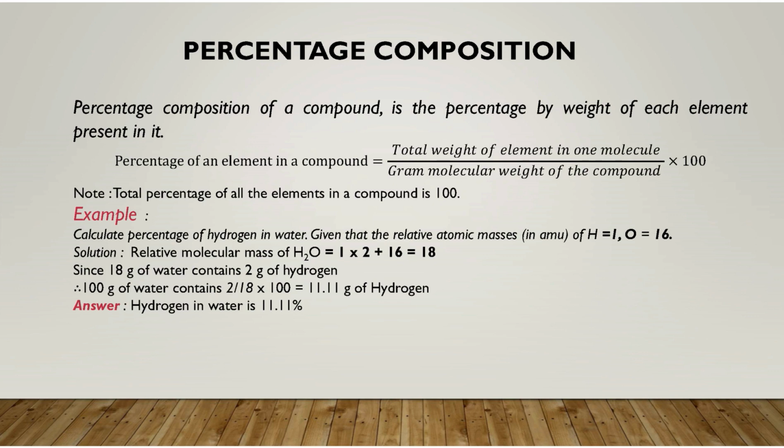You can see how simple it is. You just put the values in the formula and you will get the answer. So it is very simple to find the percentage of any atom in a molecule. I hope all of you understand with this example. So the answer is 11.11 grams hydrogen. In this book there are also other examples to find the percentage composition, so just go through them and solve all the examples.